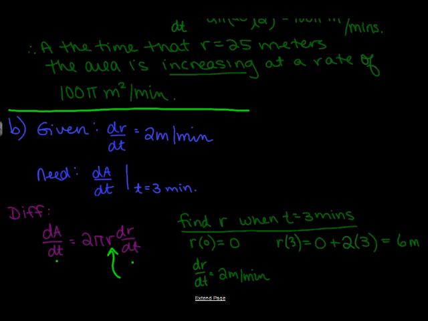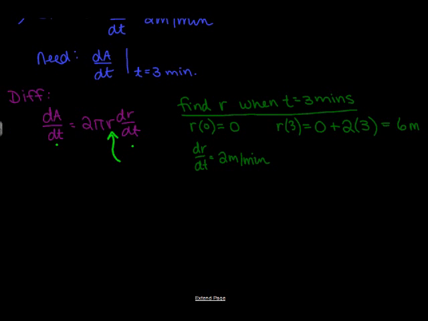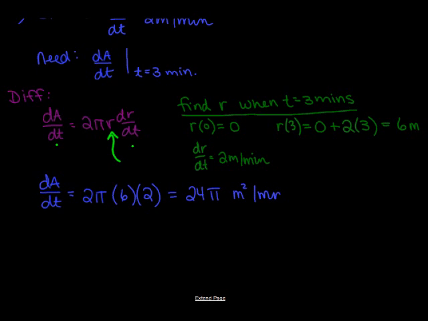All right, so now we have everything that we need. We can go ahead and substitute in. So when we do that, we get dA/dt is equal to 2 pi, r is 6, and dr/dt was 2. So now our dA/dt is 24 pi, and our units are meters squared per minute.